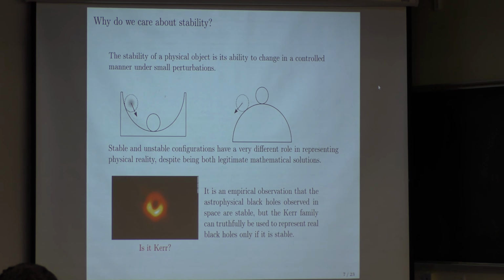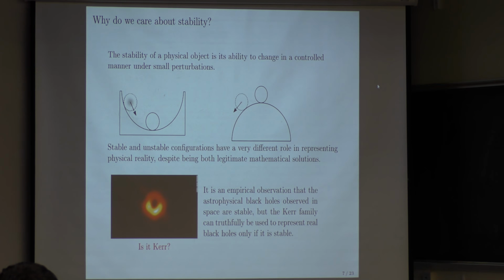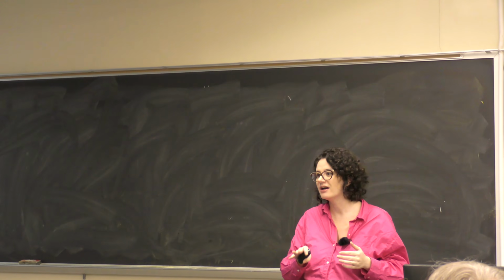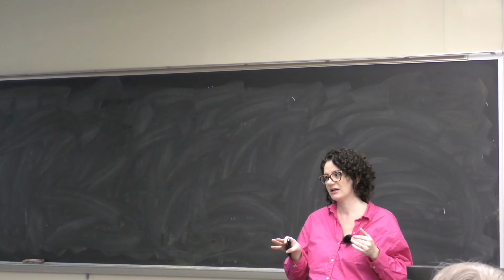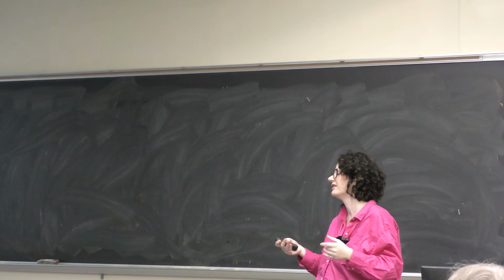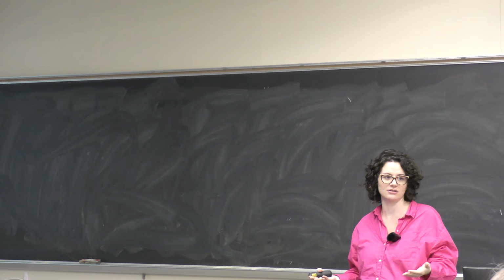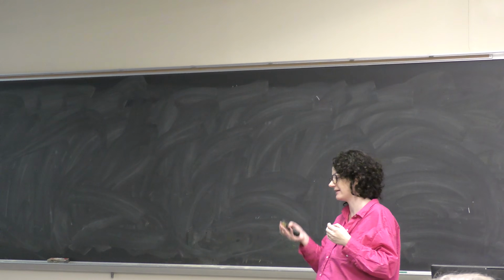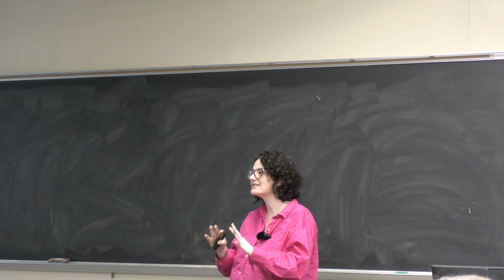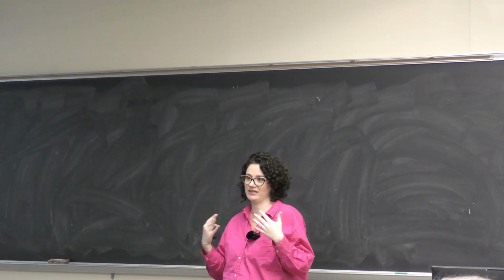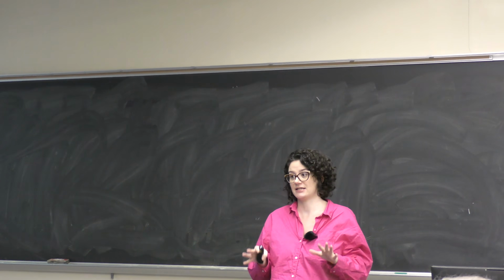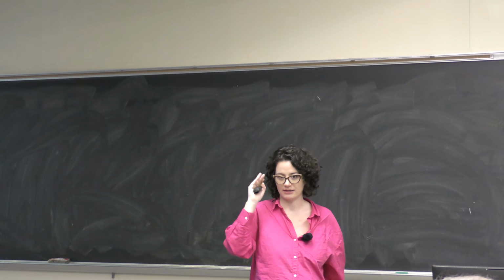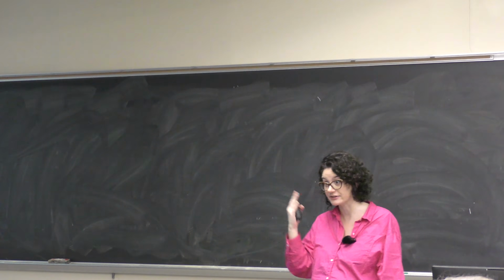So that family that I didn't write down, but that explicit solution is what is used to do these computations. So now the question is, are we using a legitimate mathematical solution that cannot represent a physical object because it's not stable? Proving that this Kerr family is stable is at least something that should give us peace of mind, saying, well, then maybe it makes sense to use it to represent something that exists in the physical world, because that thing has to be stable because we see it.